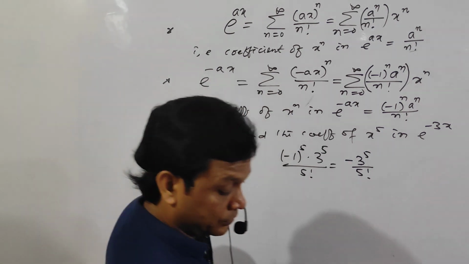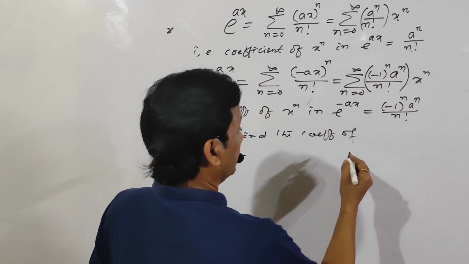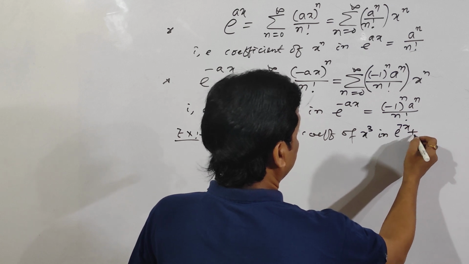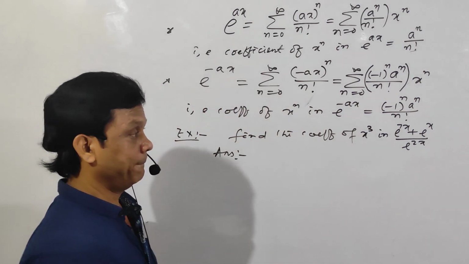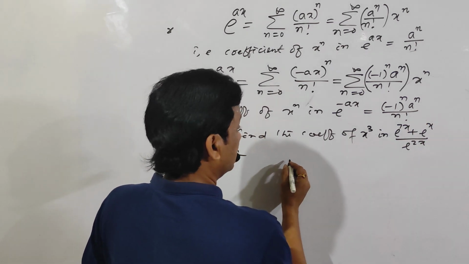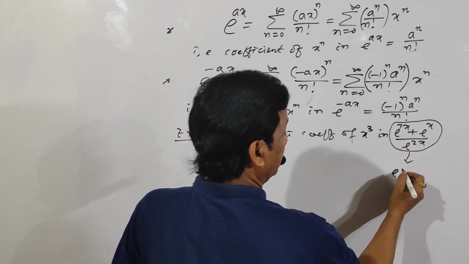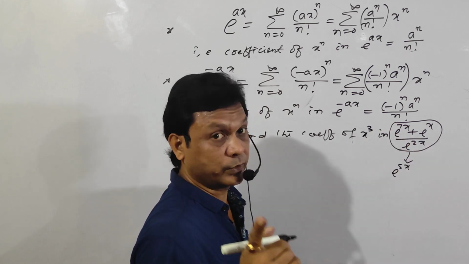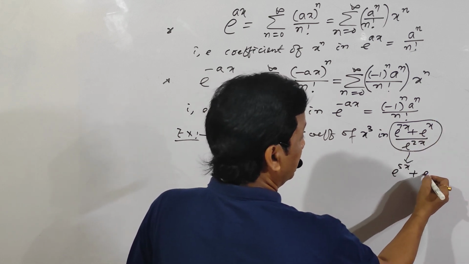Clear? So let us see another question. Find the coefficient of x to the power 3 in e to the power 7x plus e to the power x by e to the power 2x. Clear? So this quantity, if I simplify it, will become e to the 7x by e to the 2x, which is e to the 5x, because 7x minus 2x is 5x. Plus e to the x by e to the 2x, which will become e to the minus x.